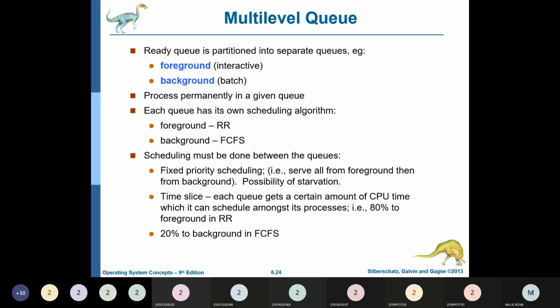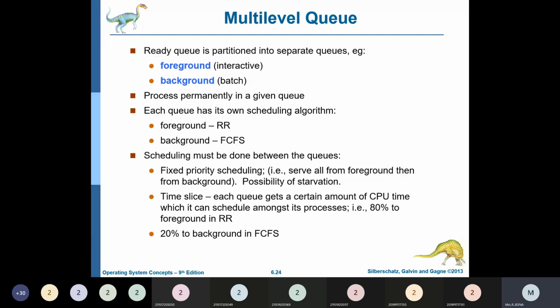Then each queue has its own scheduling algorithm. We said that this ready queue will be treated as separate queues based on the types, right? And each type, like the foreground process, can follow round robin, and the next, called the batch process, can follow FCFS. The next can follow priority scheduling. So each queue can follow its own scheduling algorithm. It is not necessary that every queue should follow the same scheduling algorithm. So here that is an advantage.